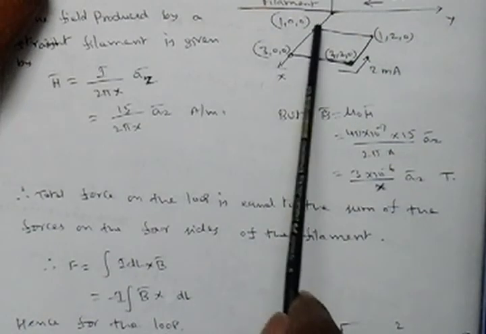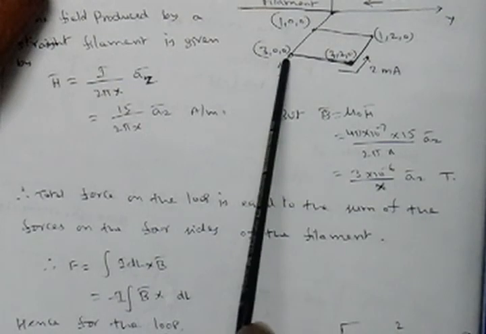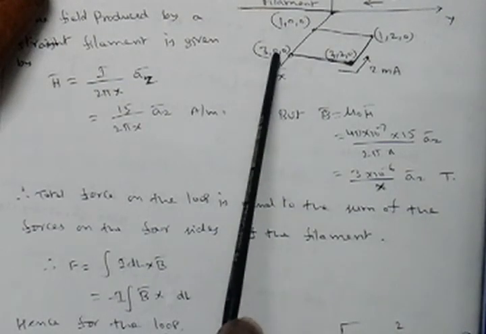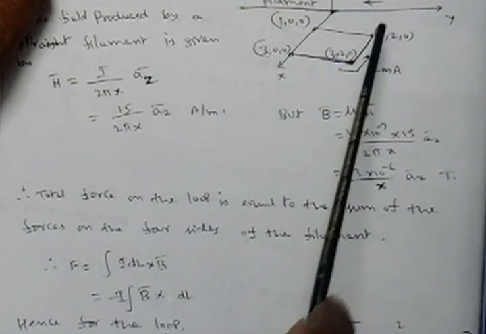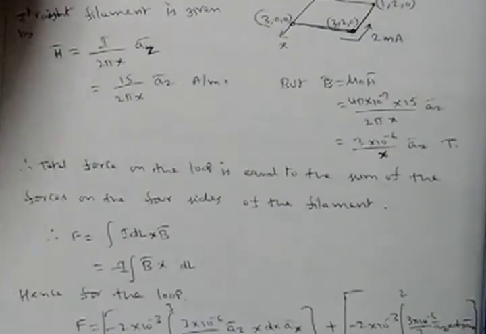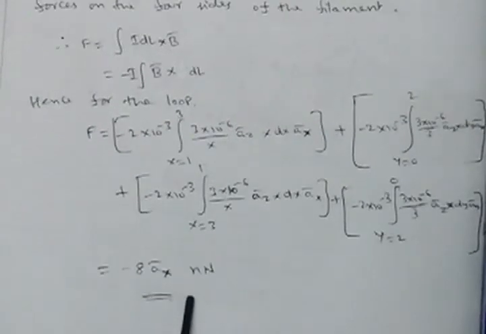The x limits are changing from where to where? From 1 to 3. The y limits are changing from 0 to 2. Then the x limits change from 3 to 1, and the y limits from 2 to 0. The same thing appears in this mathematical equation, and if you simplify it, you will get the result.